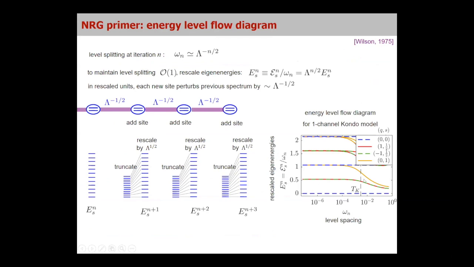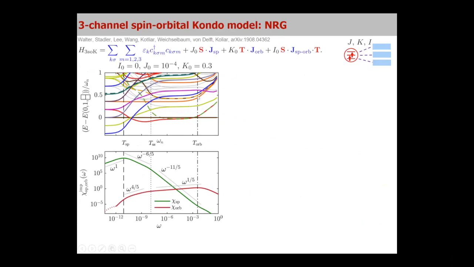And if you plot these rescaled energies as a function of iteration number, you get a flow diagram, which shows how these energy levels flow and how the lower-lying states change their structure as you go from a small system to a large system with a very small level spacing. And this is what comes out in this type of plot. It might look like complete spaghetti, but every colored line has quantum numbers that we know very well. And the flow that you see here is related to the behavior of the spin and orbital susceptibilities that are plotted down here.